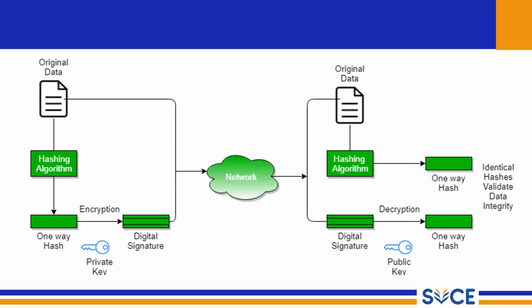Here you can see the diagram. What are the steps followed here? First, the message digest is computed by applying the hash function on the message, and then the message digest is encrypted using the private key of the sender to form a digital signature. So the digital signature is the encryption using the private key of the sender.